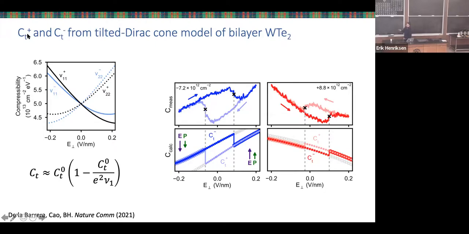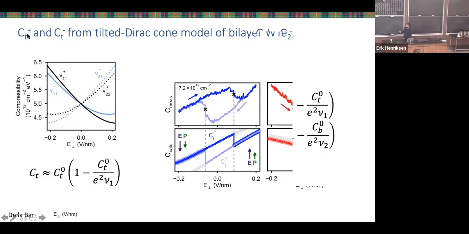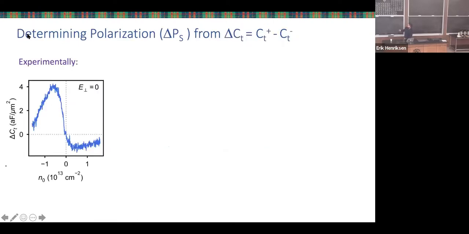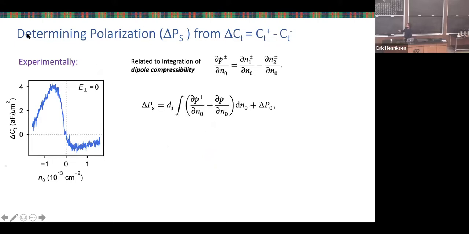But where it's really powerful is if we don't worry too much about the background capacitance, this sort of linear polarization, and we just focus on the ferroelectric regime, where there's a switchable capacitance. Just to remind you what we're after: this is the difference between the forward and backwards capacitances as a function of the density.